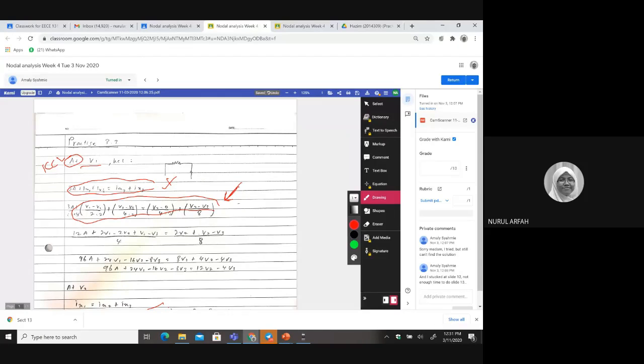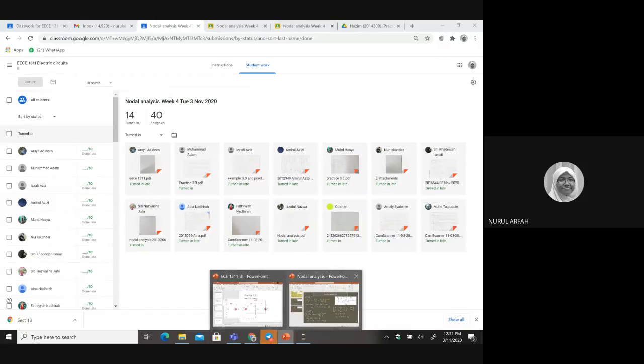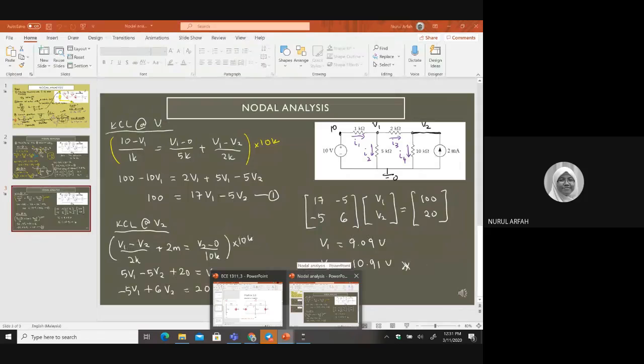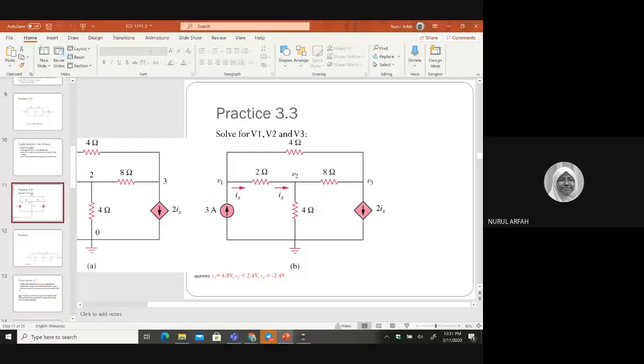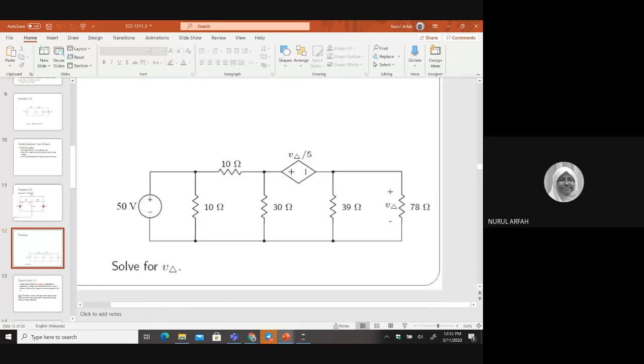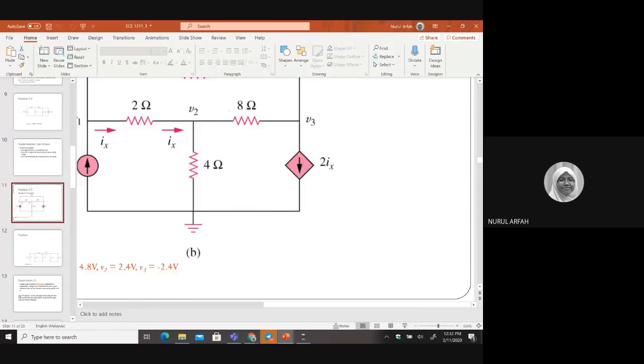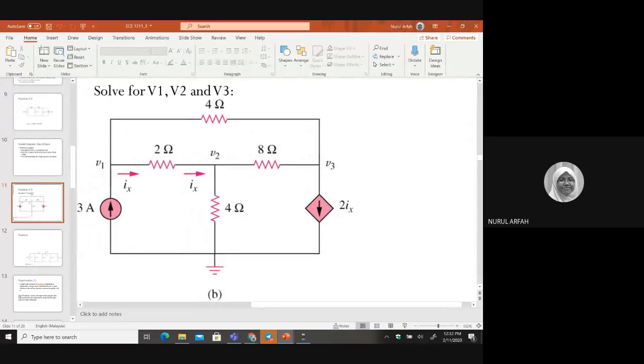Okay. So far, do you get me on the nodal analysis part? Anyone here with this page? Or do you have any question before we proceed to our next? Before that, do you have any question on this? No, we don't?